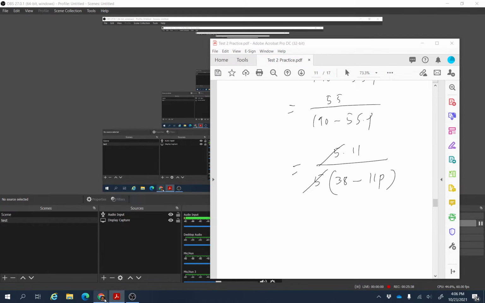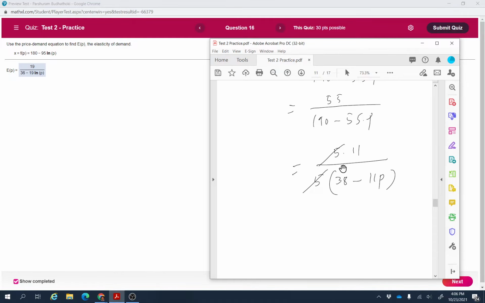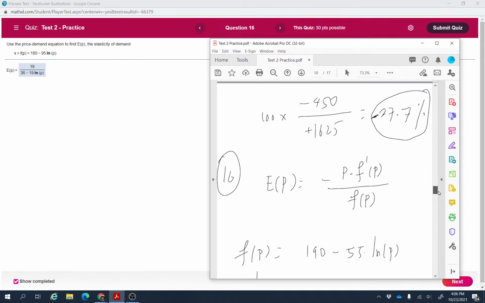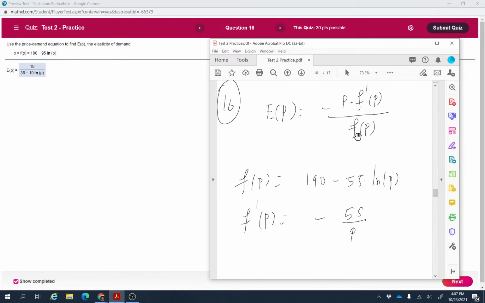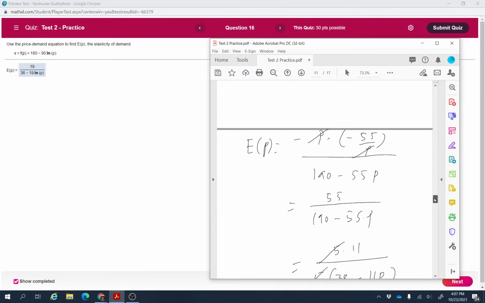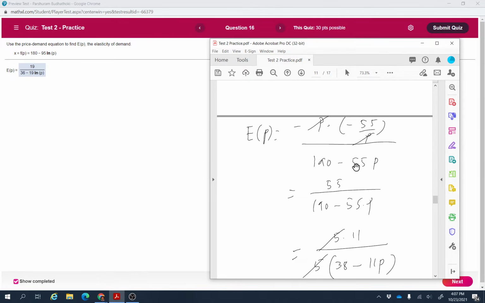Okay, so let's go back. I found the problem here. The problem is when I was plugging the value, instead of putting f of p, look at here. The f of p is 190 minus 55 ln of p, but I was just putting 190 minus 55. I was missing ln here. So we need to put ln of p instead of ln. This should be ln of p.